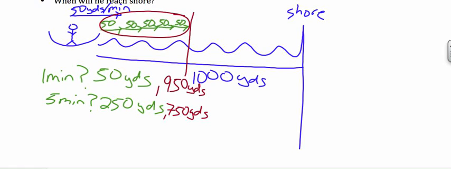We're supposed to write an equation for how far he has traveled and one for how far he is from shore. Okay? So the traveling one.